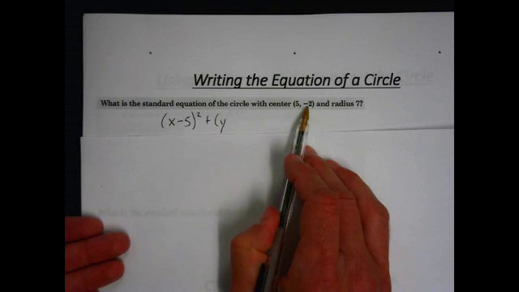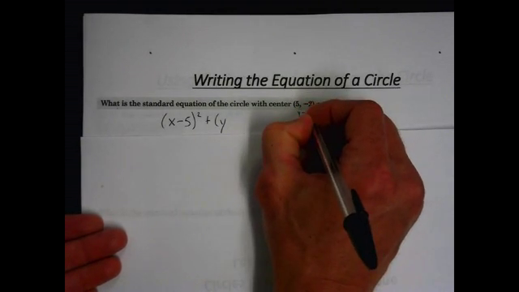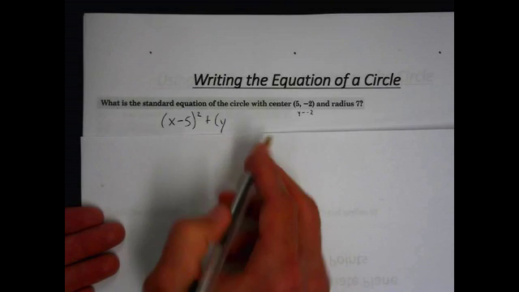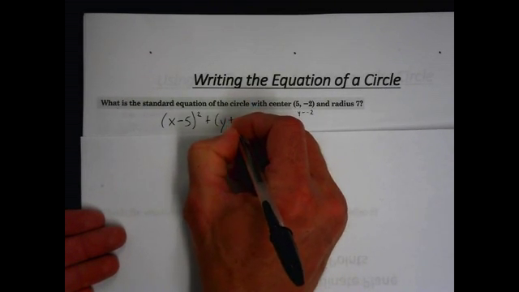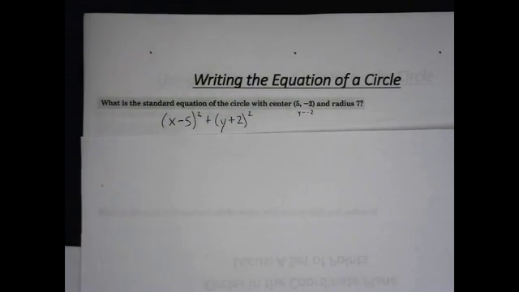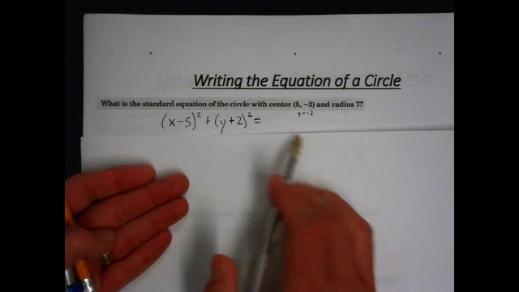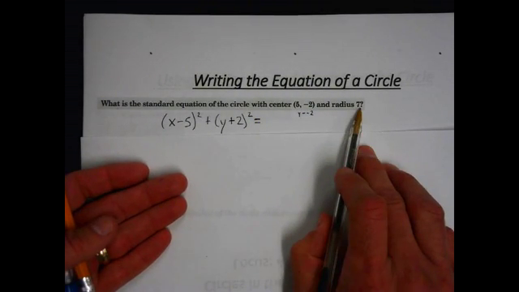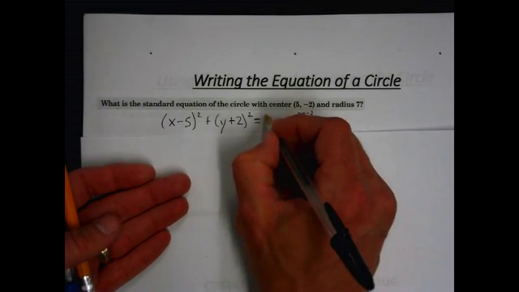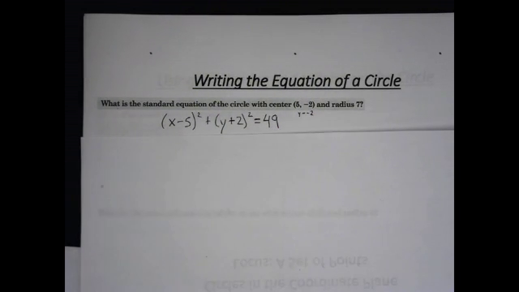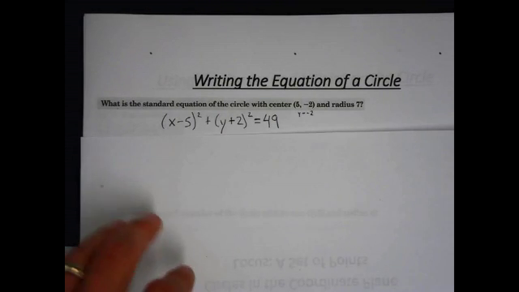Wait, what? Yes, you heard that correctly. Y minus -2 looks like y plus 2. Did you catch that? You should have. If not, pause, rewind, listen again. Now, what is that going to be equal to? It's going to be equal to the radius squared. So, not 7, not the square root of 7, 7 squared. Ladies and gentlemen, 49. And there is our standard equation of a circle with the center at 5, -2, and the radius of 7. And that is how it works.